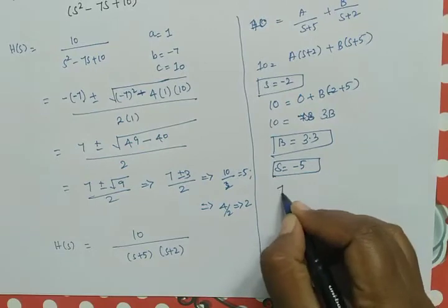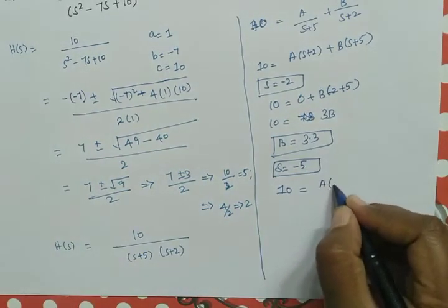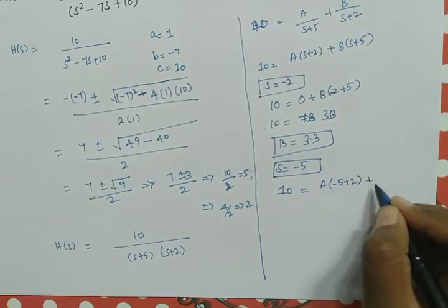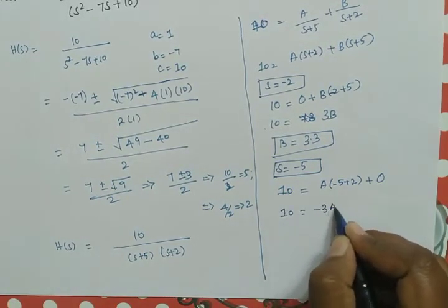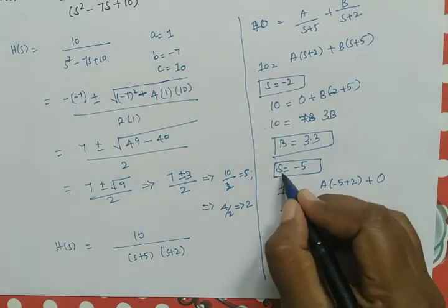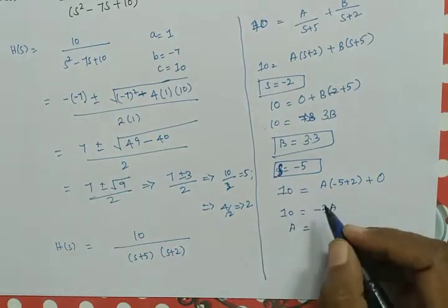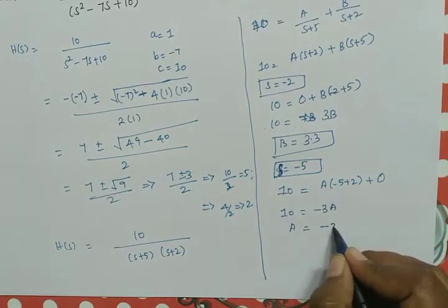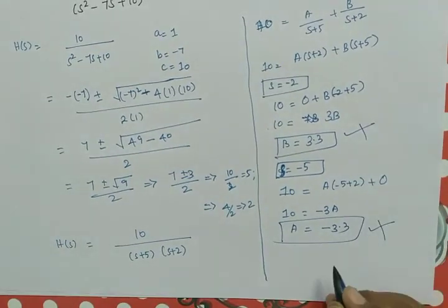If you substitute s is equal to minus 5, then we will get h is equal to a into minus 5 plus 2, and this b will become 0. Therefore 10 is equal to minus 3a, and similarly a will be equal to this b. A is equal to minus 3.3. So this is our b value, this is our a value.